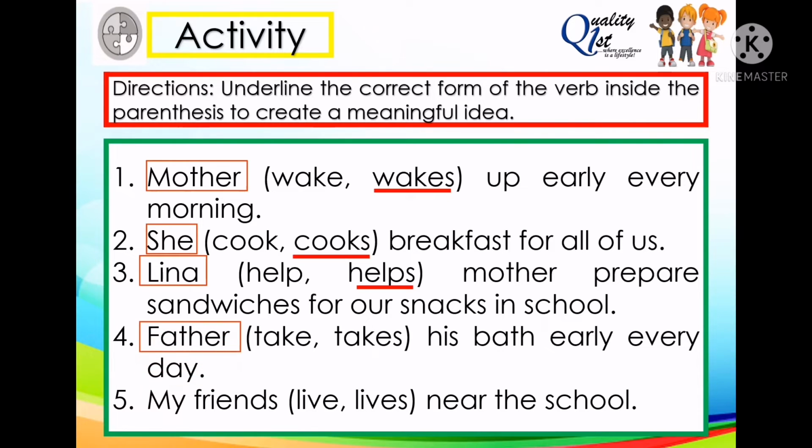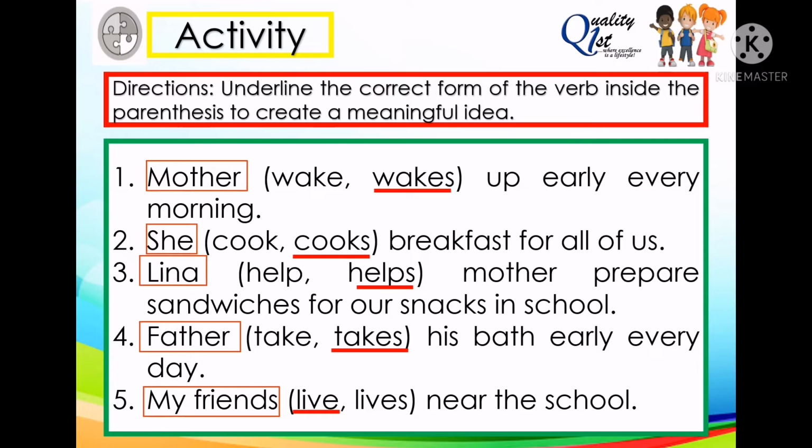Okay? For number 4, father takes his bath early every day. Now the subject is father, which is singular. Now, it has to have a singular verb. And the correct answer is, well done kids, takes. And lastly, for number 5, my friends lives near the school. The subject is my friends, which is plural. And therefore, it has to have a plural verb. Now, the correct verb is live.